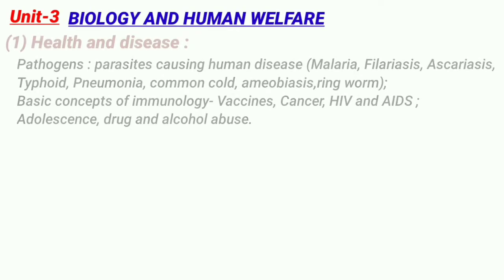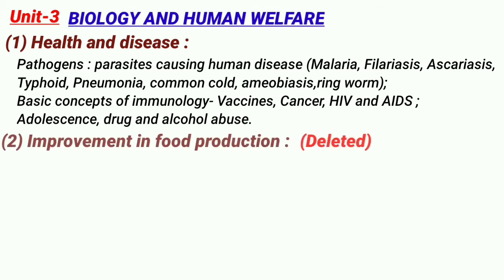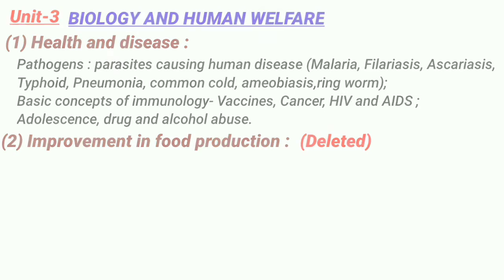Our third unit is biology and human welfare, with health and disease: pathogens, parasites causing human disease, malaria, filariasis, and ascariasis, and cancer, HIV and AIDS, adolescence, drugs, and alcohol abuse. And the second chapter, environment in food production, is deleted.